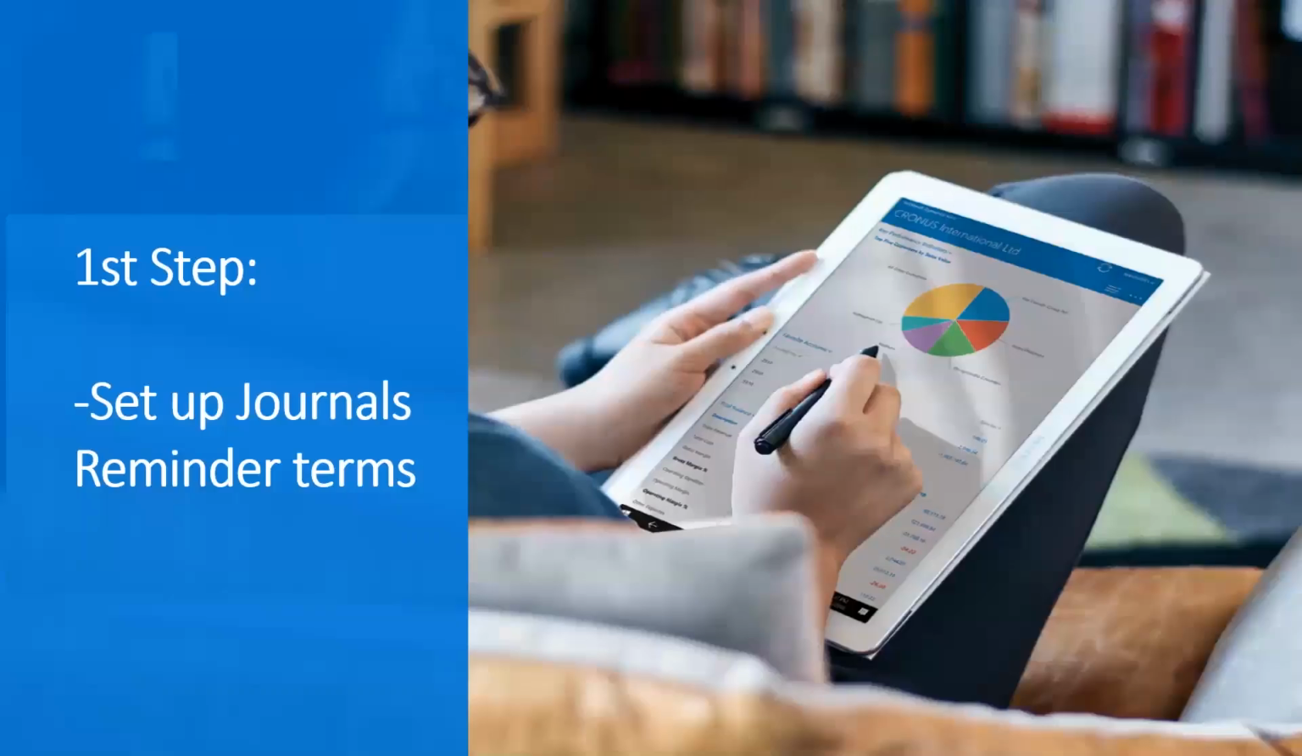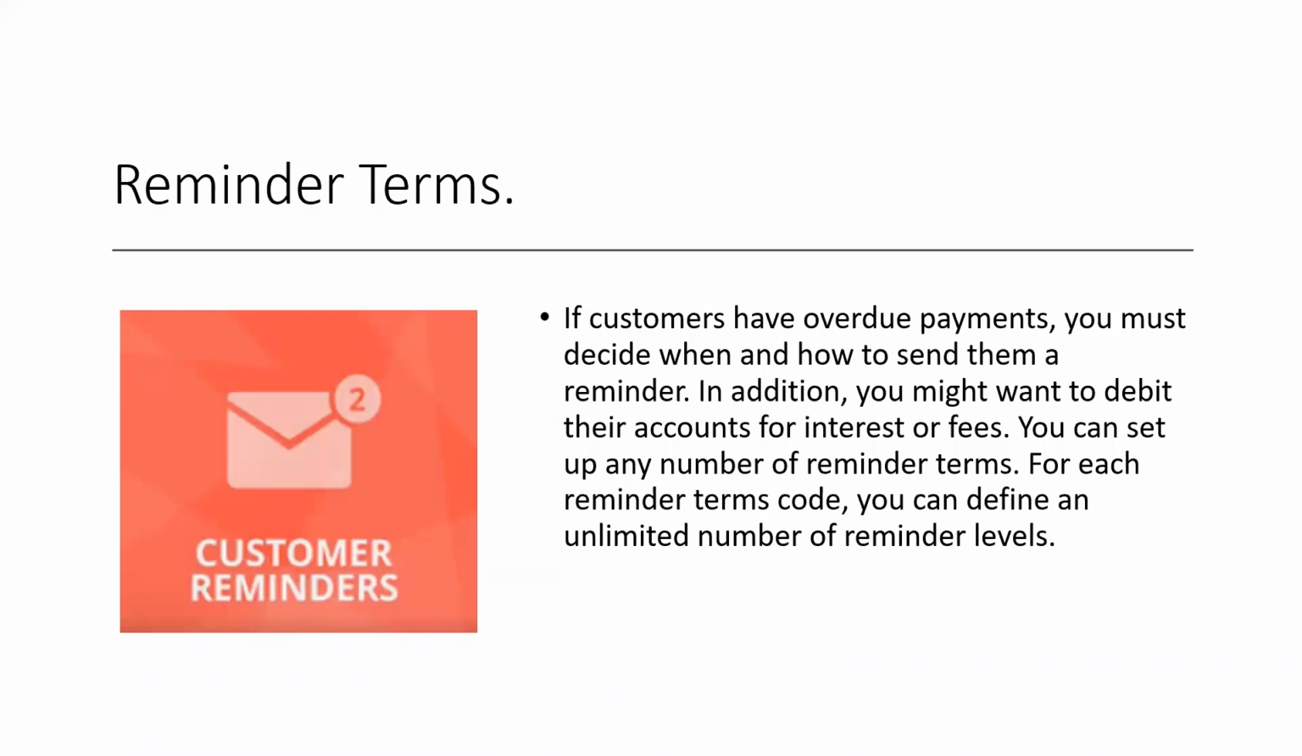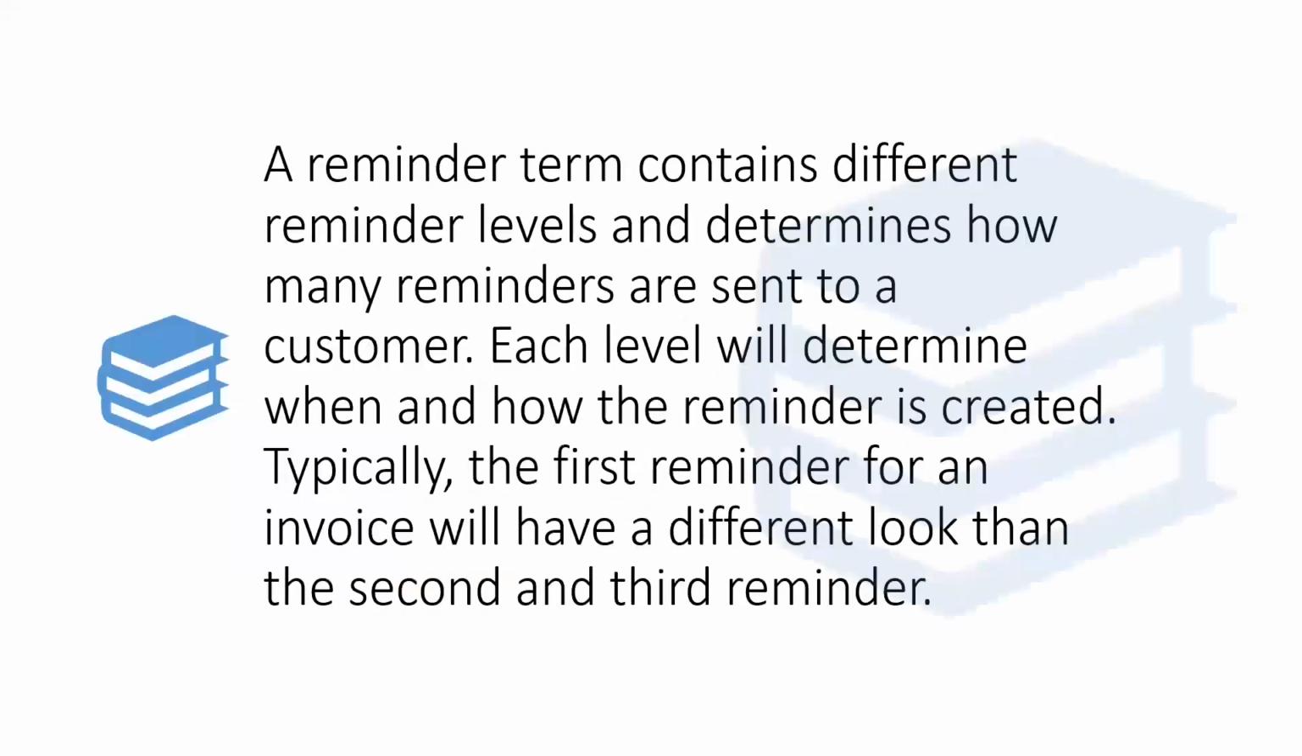So we need to review what we are creating through this type of activity. First of all, the idea is to set the reminder terms, okay? If customers have overdue payments, you must decide when and how to send them a reminder, right? In addition, you might want to debit their accounts for interest or fees. You can set up any number of reminder terms. For each reminder term code, you can define an unlimited number of reminder levels. Now, a reminder term contains different reminder levels and determines how many reminders are sent to a customer. Each level will determine when and how the reminder is created.